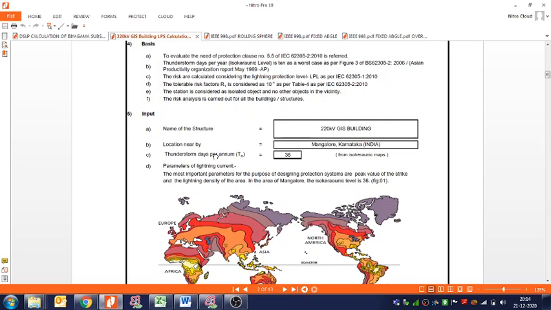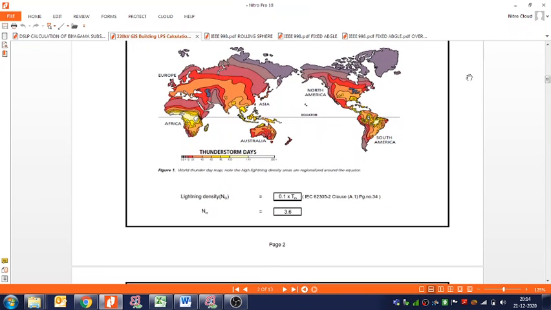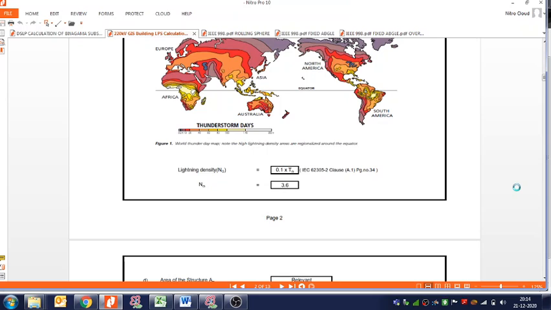So what is the input? We require the GIS building and thunderstorm days per annum. This we require, and the lightning density. This lightning density we can calculate by the formula 0.1 into TD. TD is the thunderstorm days per annum, per year. So this is the input that we require, and thereafter during the calculations we calculate all types of the losses due to the lightning.